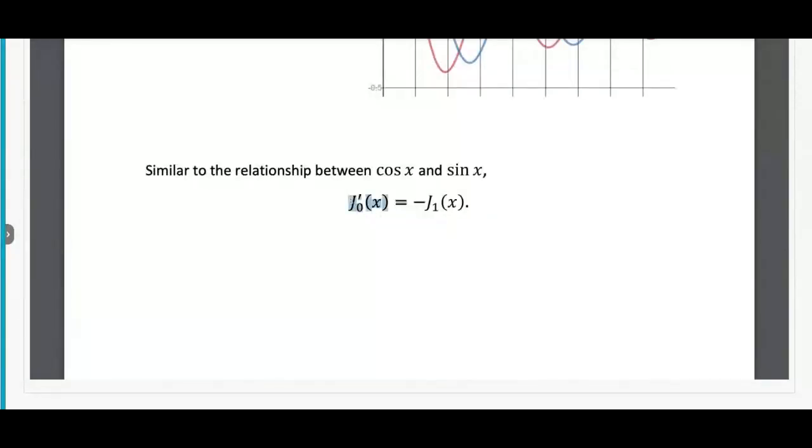So this is a beautiful relation, right? J prime of order 0 equals negative of the first order.